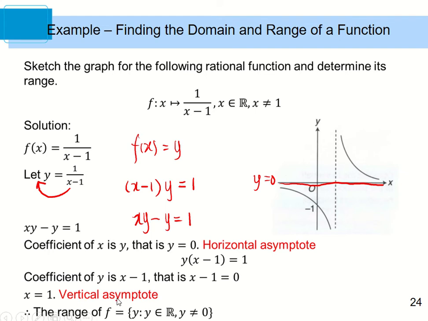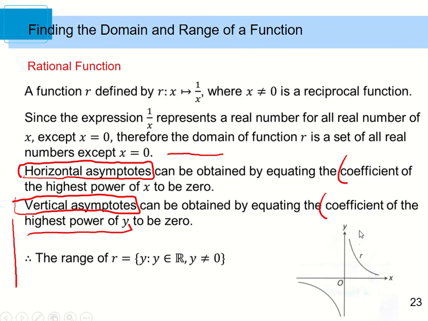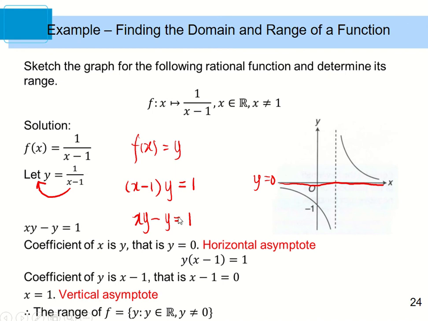Next, how do we find the vertical asymptote? To find the vertical asymptote, we let the coefficient of the highest power of y be 0. Now, we go back one step here to refer to the y. So this is the y. What is the coefficient? We do not take the last one because we have two y's here. We go back one step. This is the y, and the coefficient is this one.